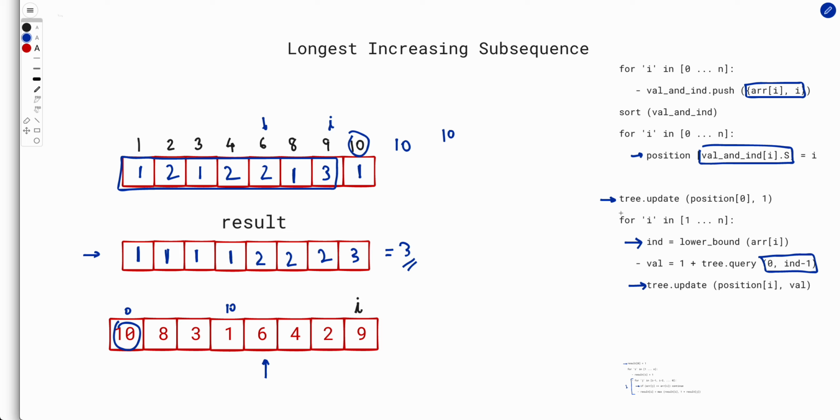The time complexity is order n log n. We are doing sorting, so this will take order n log n. And again, inside the loop we are doing operations as well. We are doing a lower bound that would take order log n. We are doing a query that would also take order log n. We are doing a point update that will also take order log n. So the final complexity here is order n log n, right?